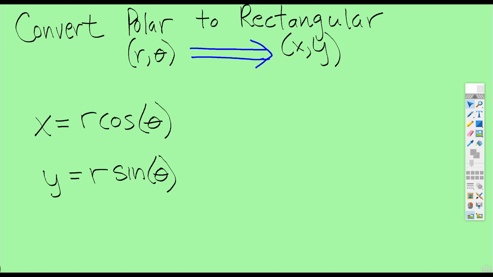Okay, now we're going to convert polar coordinates. So when you have the radius and the theta, we're going to convert it to rectangular, a point that would show up on just a coordinate graph. This is how you find the x. You just multiply the r times the cosine of the theta. And to find the y, you multiply the r times the sine of the theta. And that's it. So let's do an example.